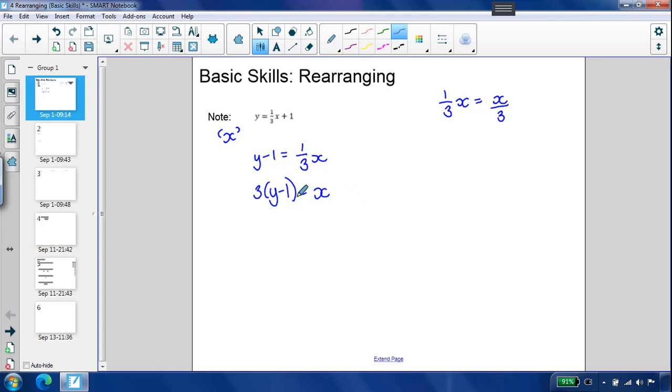Some of you may be thinking, well, why don't we expand that? You can expand if you like, but it's just going to be an extra step which is unnecessary at this stage. Some of you may have worked with this before as well, where you would think about dividing by a third.